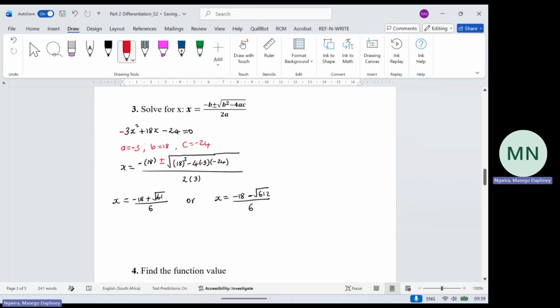So it means this will change. Sorry about that. So this will be 18 squared minus 4 times negative 3 times negative 24. Okay, this is 36. I apologize about that. So now it's negative 18 plus the square root of 36, then divided by 6. So our x this side is 4. And then the x this side, let's see, negative 18 minus the square root of 36, divided by 6.